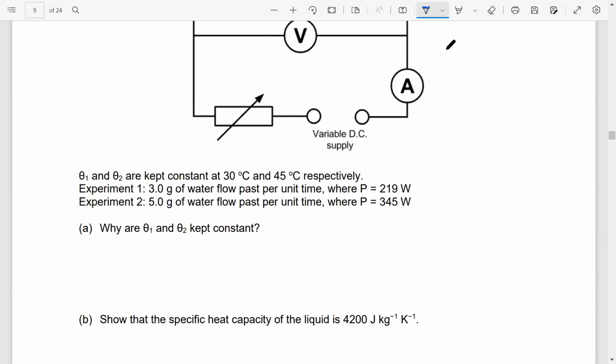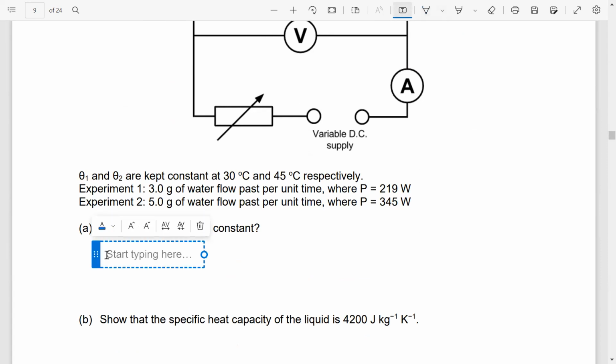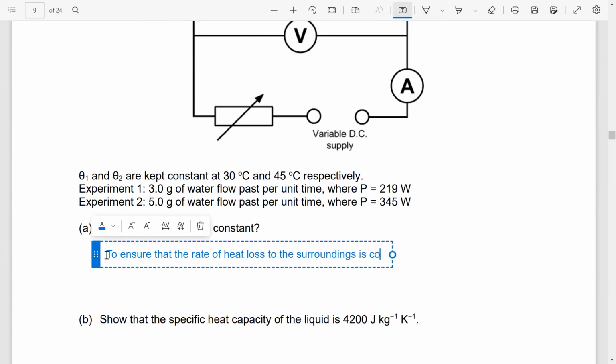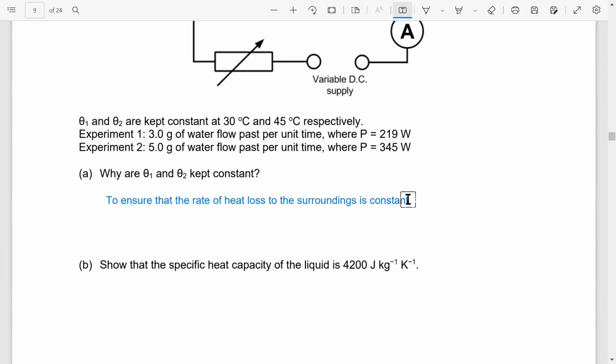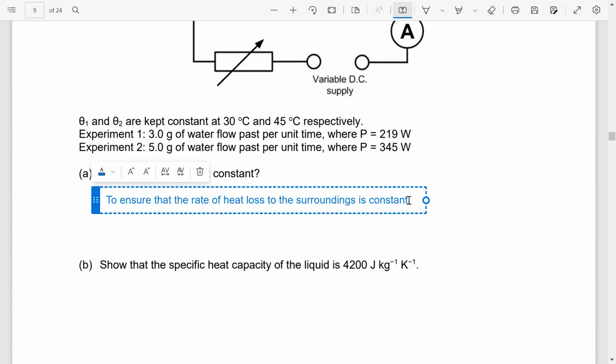So why are they kept constant? The main thing is to ensure that the rate of heat loss to the surroundings is constant. And why do we want to do that? So that it can be eliminated in the calculations.